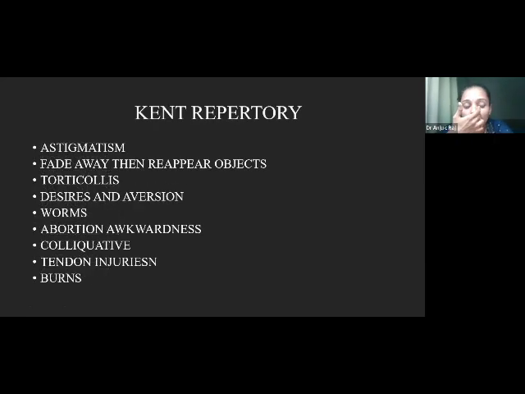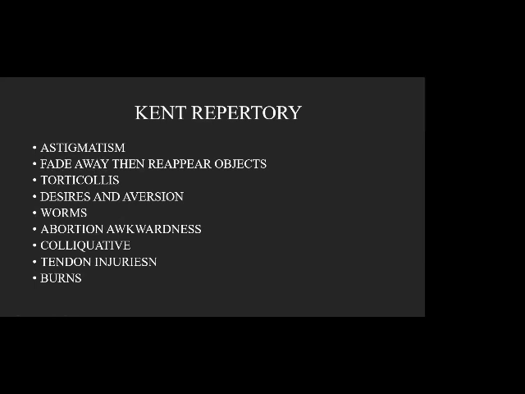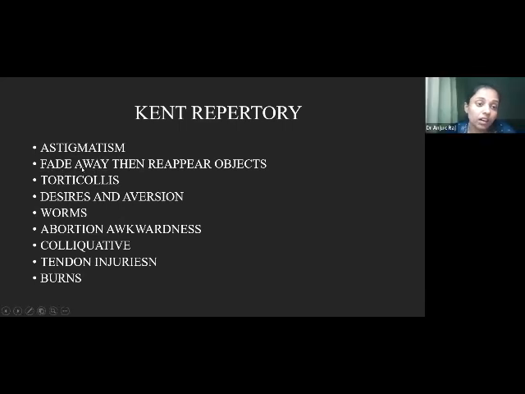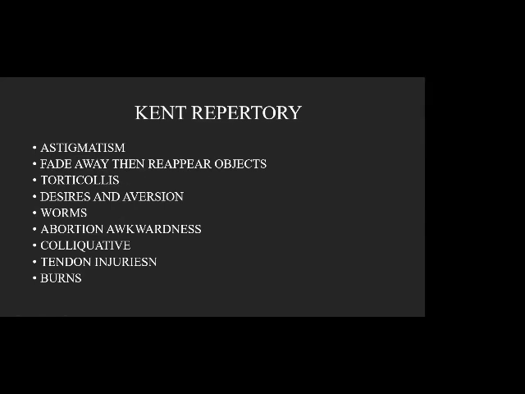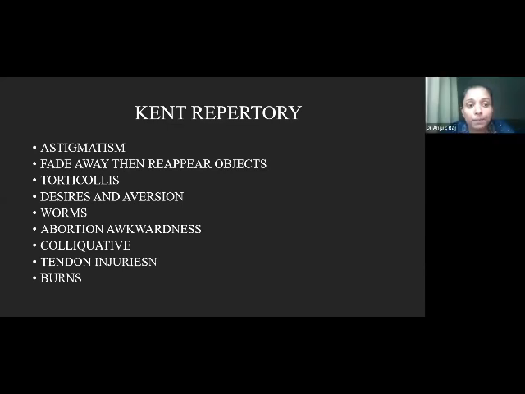Next, we go into the Kent repertory. Only some rubrics I mentioned here. Astigmatism. In Kent repertory, where will we get it? Eyes. Okay. Fade away, then reappear objects. Where will we get it? Vision. This is a usual question. Remember that. Fade away, then reappear object is in the vision.